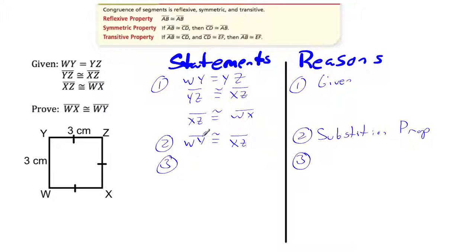Now, if I have that WY is congruent to XZ, I can also say that WY is congruent to WX, since WX is congruent to XZ. And again, that's the substitution property.